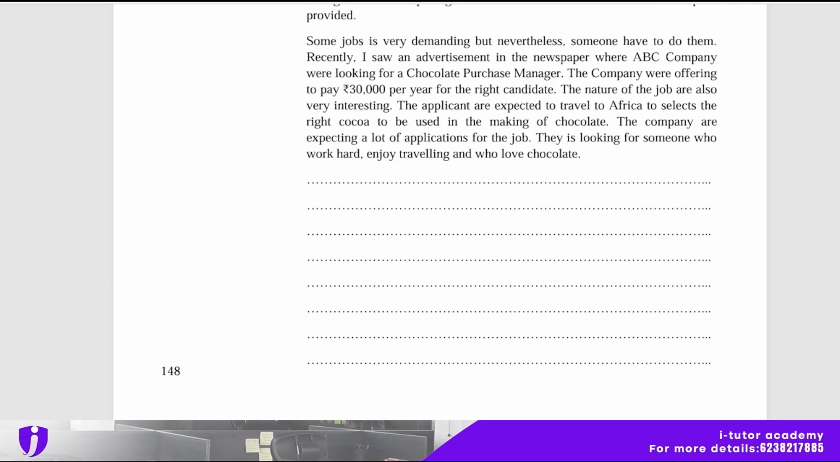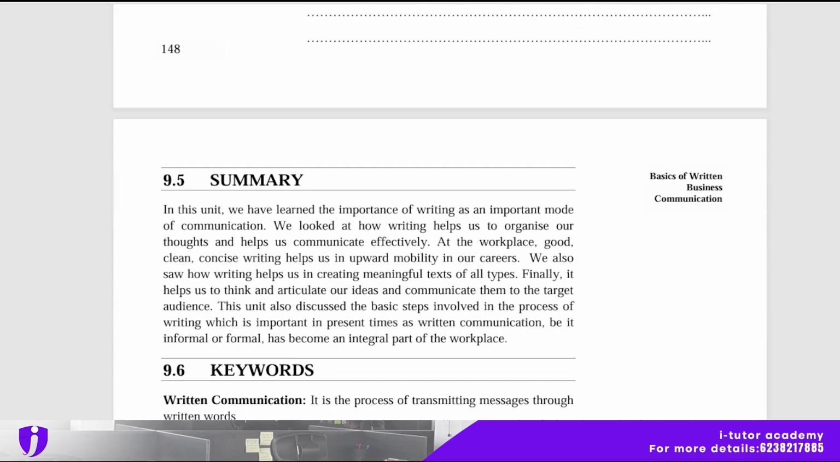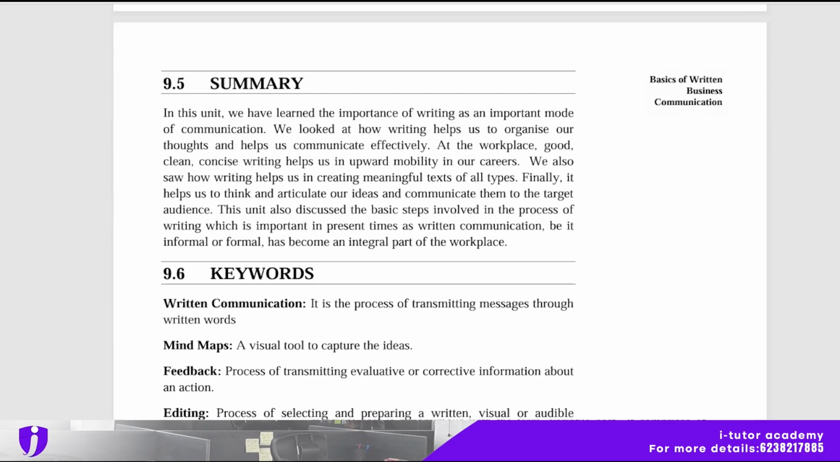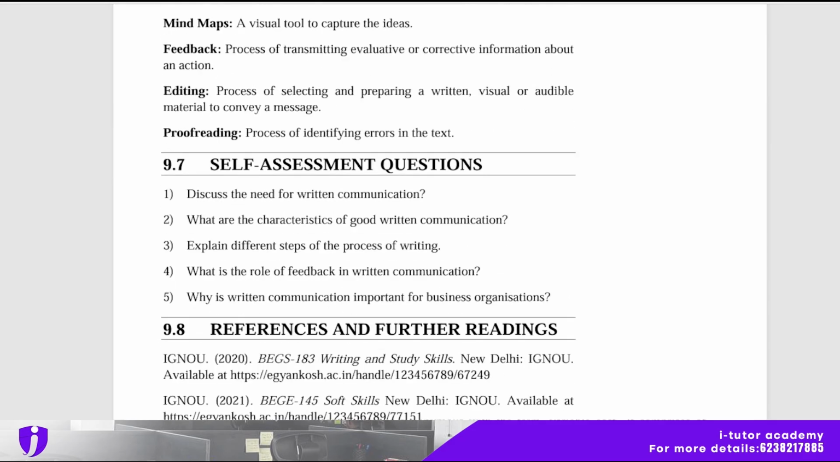So activity 7 is here under this, and the summary of this unit is here. So this is all about writing. In this unit we have learned the importance of writing as an important mode of communication. So we looked at how writing helps us to organize our thoughts and communicate effectively. At the workplace, good, clean, concise writing helps us in upward mobility in our careers. Okay, so writing is a very important part, and the keyword section is here, and self-assessment questions are also here as usual.